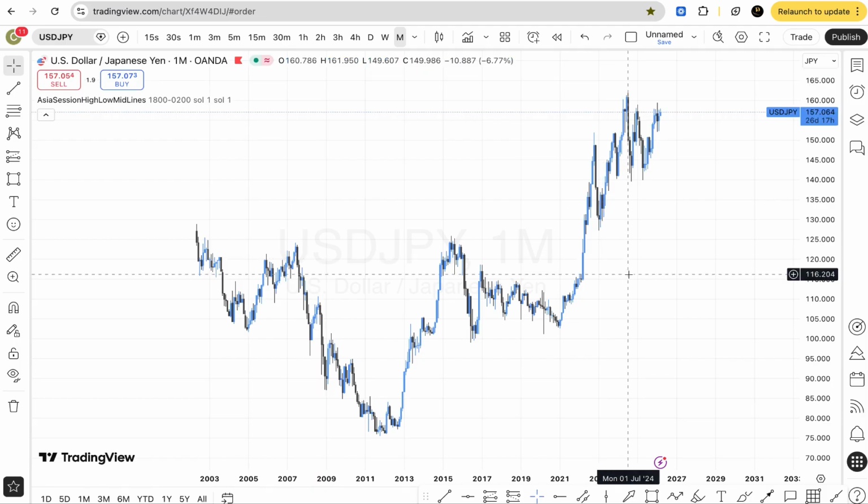So let's get right into it. We're going to be doing the top-down analysis first before drawing our trend lines and looking for our entry. So remember, our strategy is doing a top-down analysis from the monthly time frame to the weekly to the daily to the 4 hours time frame.